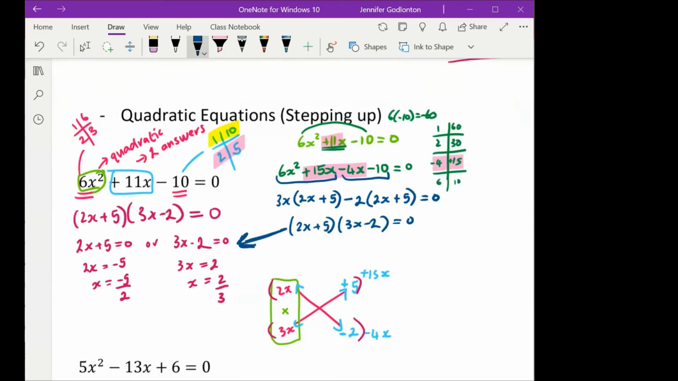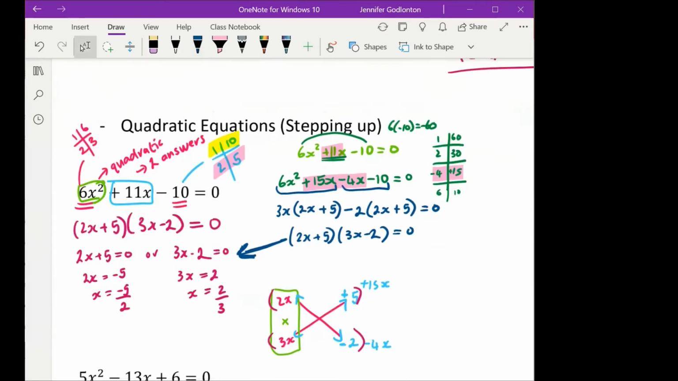Okay, so the pink was looking at our crisscross method, which remember takes a little bit of trial and error in the beginning, but it does get faster, I promise. And then the green and blue method over here, we're looking at our grouping way. Okay.